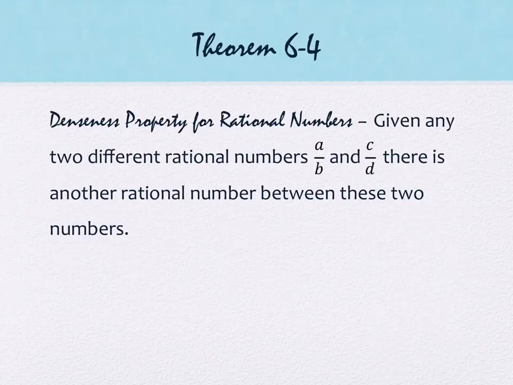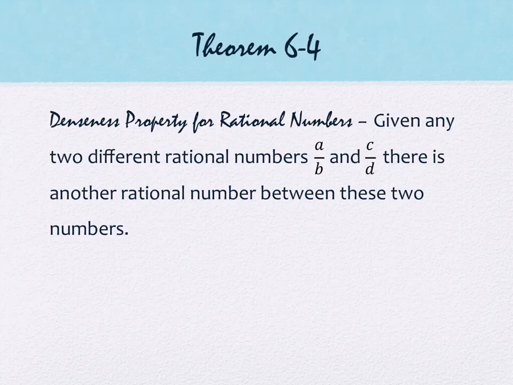One of the interesting things that happens with rational numbers that does not happen with integers, whole numbers, all the numbers we've dealt with before this, is something called the denseness property. It says the following: given any two different rational numbers, a over b and c over d, there is another rational number between these two numbers. So it's kind of like the idea that I can always split the difference and I can always cut in half, right? So if you're here and I'm here, we can always meet in the middle. Like the song, right? You know what I'm talking about.